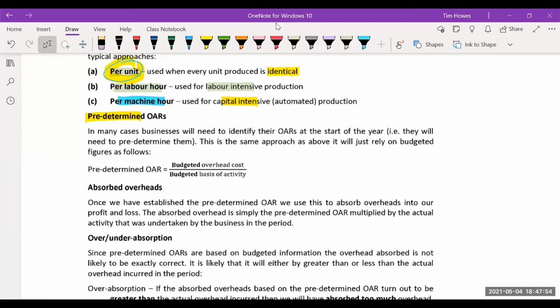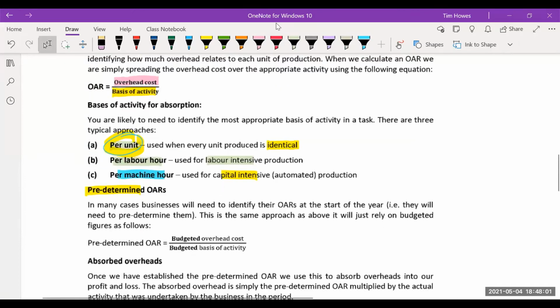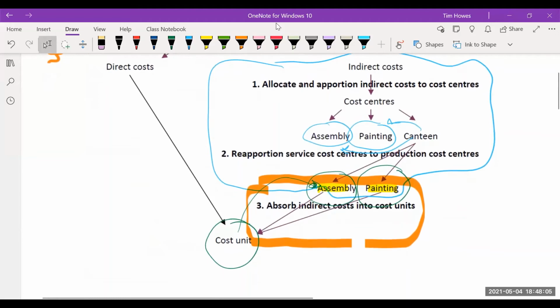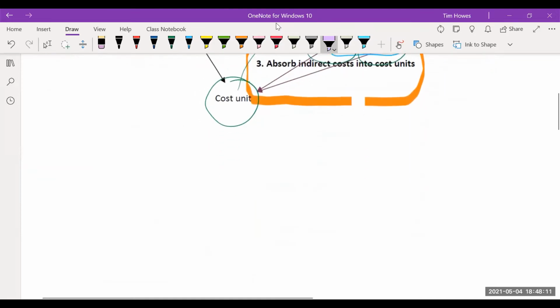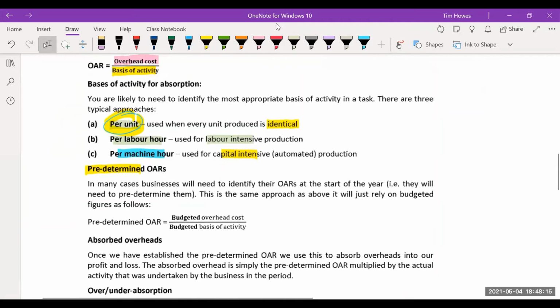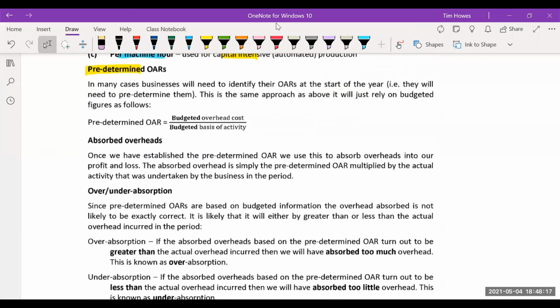So as I said, you will normally predetermine this. You will use your budgeted figures. All of that stuff we did last week was based on budgets, and we ended up with a pot full of stuff in assembly and a pot full of stuff in painting. These were based on budgets, and therefore you would not only budget the costs, but you'd also budget your activity level.